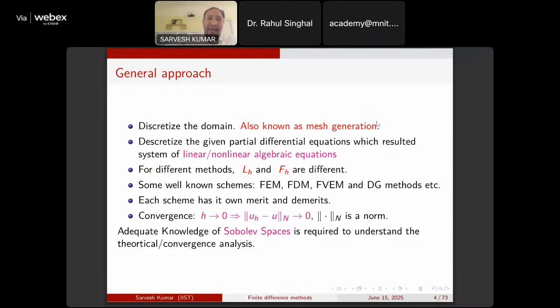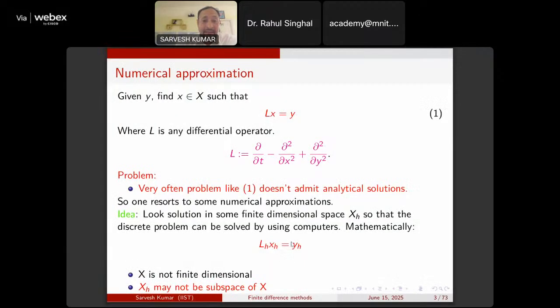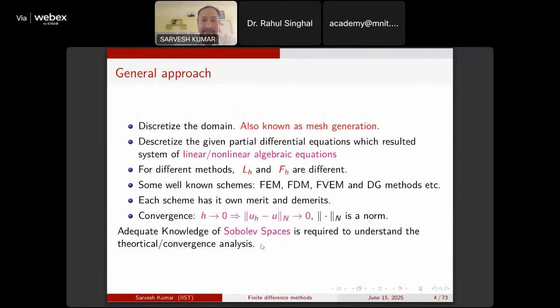So as I told you, if you have a mathematical model which has PDEs, once we apply numerical techniques, it will give us linear or nonlinear algebraic equations. The point is for each different method, this L_h and F_h are different, that we have seen. If you remember in the morning, in the Lax-Richtmyer theorem, I told you this L_h could be some operator approximation. So for each method, this L_h, F_h is different.